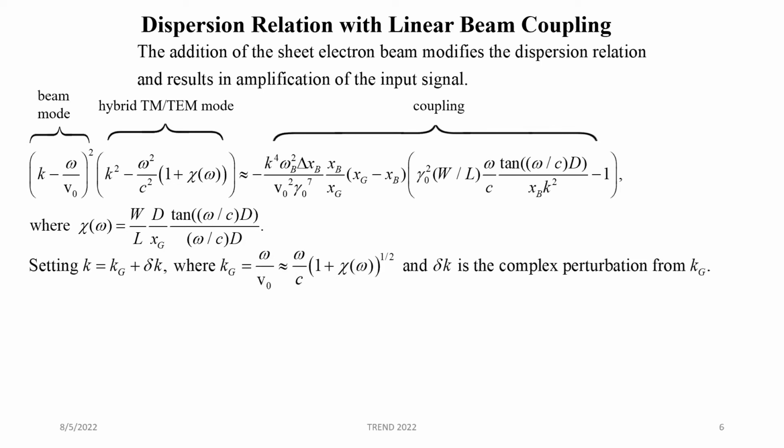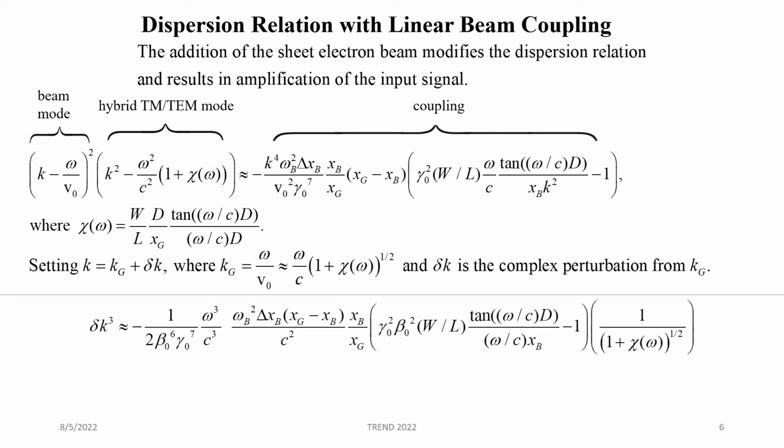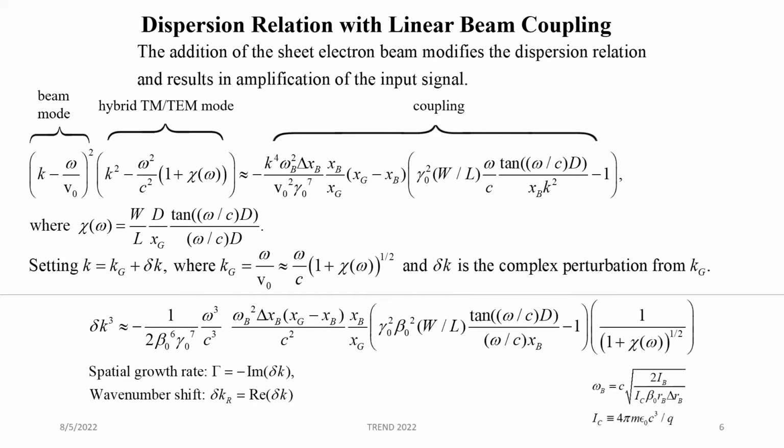So we were able to take this and solve for the linear growth rate and wave number shift of the radiation. And this is contained in this term called delta K. You'll notice that it's a cubic equation, so it has 3 distinct solutions. One of those solutions exponentially decays in distance, one is constant in distance, and one is exponentially growing in distance. And of course, since we're making an amplifier, we're interested in the one that is exponentially growing in distance. For that particular mode, the spatial growth rate is given by the negative imaginary part of delta K, and the wave number shift is given by the real part of delta K.